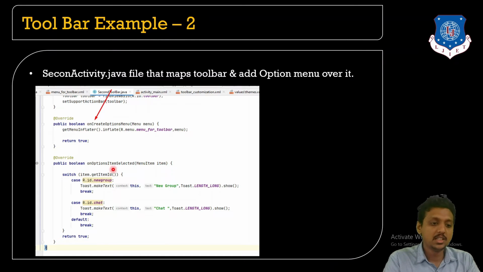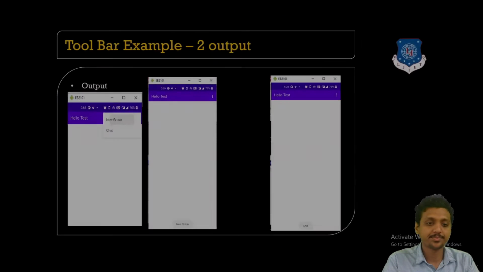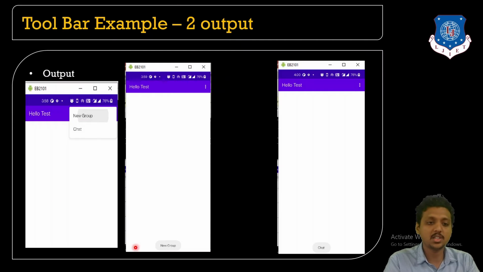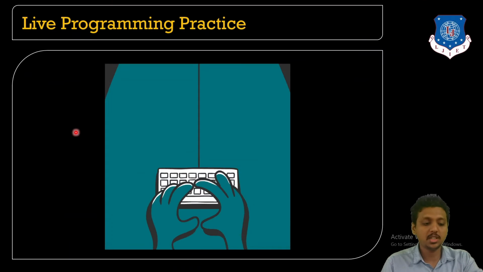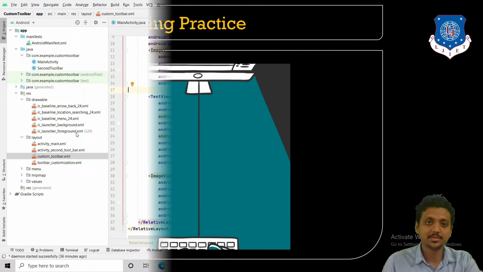Now, this is onOptionsItemSelected. When the user selects something like new group or chat, a toast message will be shown. So this is my final custom toolbar output, students. Here, when you click on this, it will show up the menu items. So now, let me show the code for the same, how it is done programmatically.